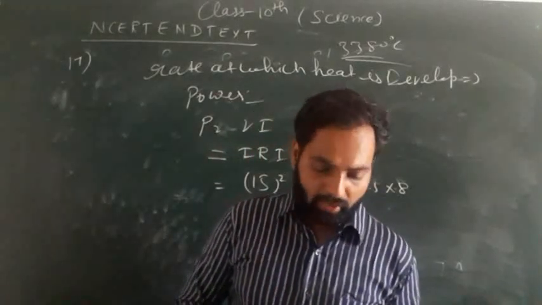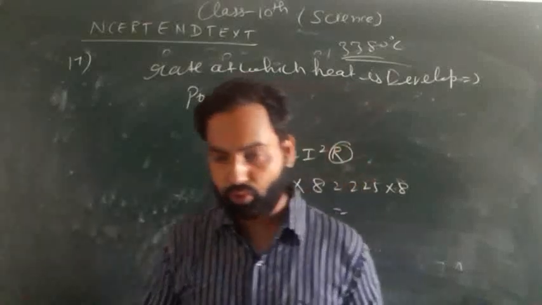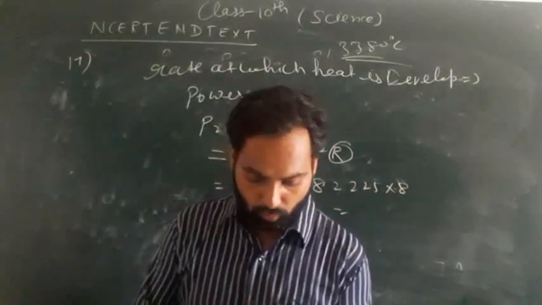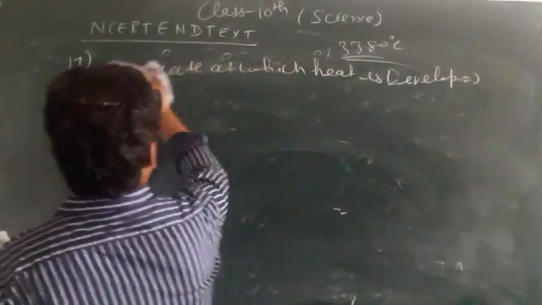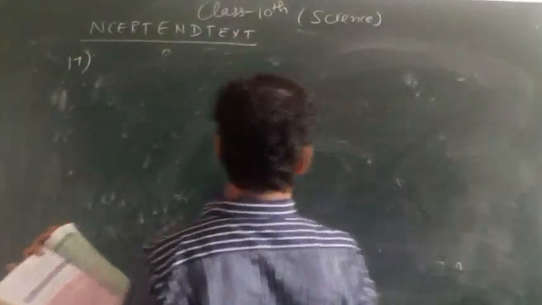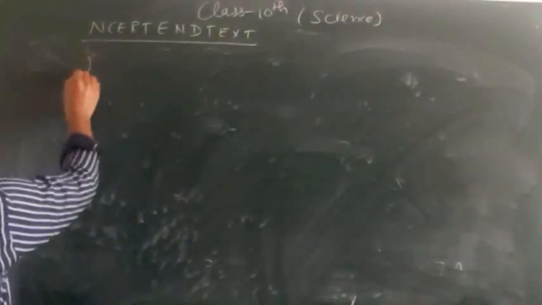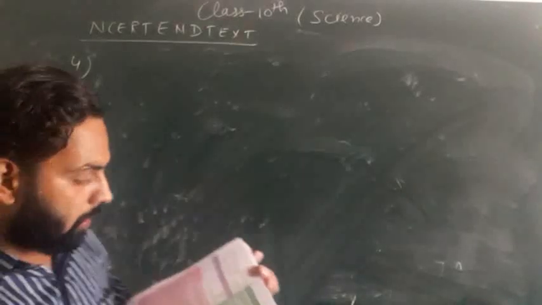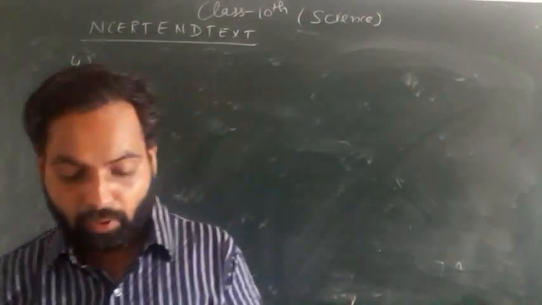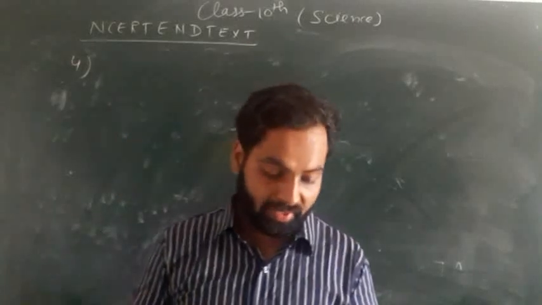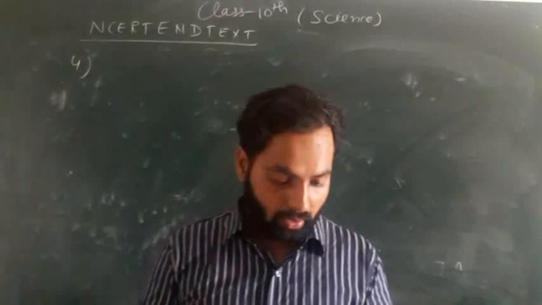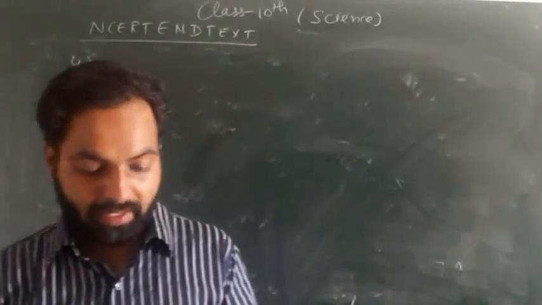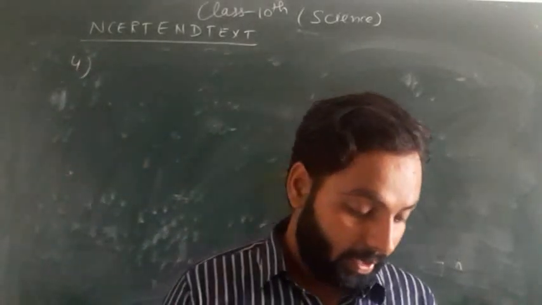Now one question is left, the question we left yesterday, question number 4, which is an MCQ. In question number 4, two conducting wires of the same material, equal length and equal diameter are first connected in series and then in parallel to the same potential difference. The rate of heat produced in series and parallel combination would be in what ratio?